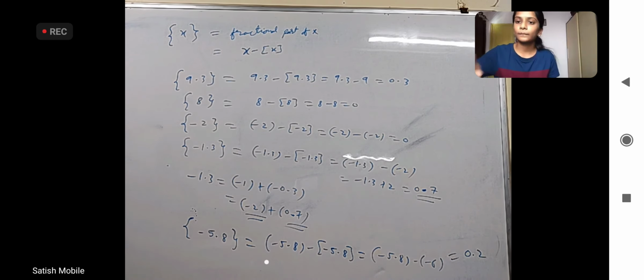Okay. So now we are going to draw the graph of this fractional part of x.